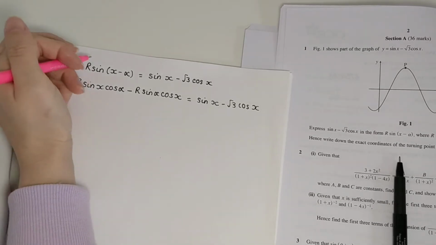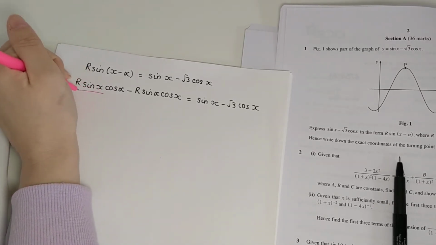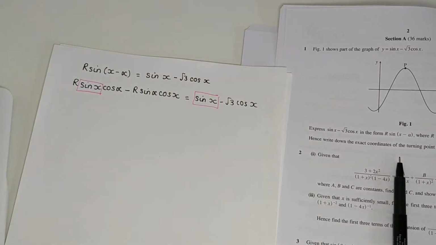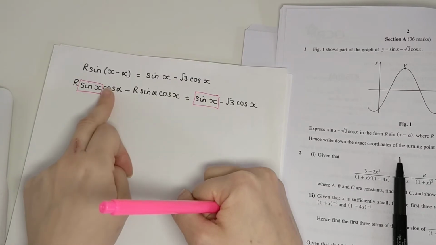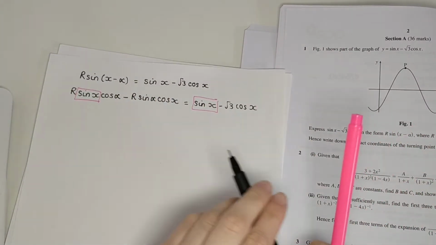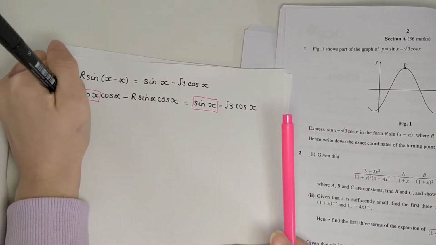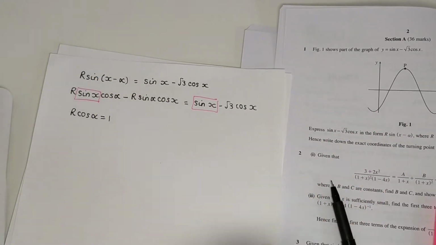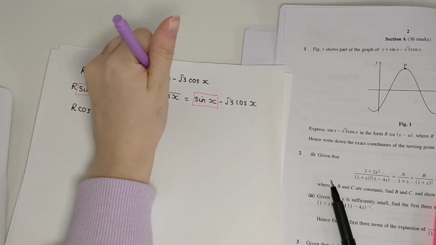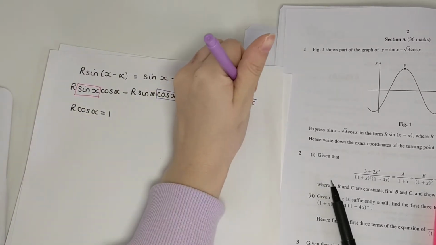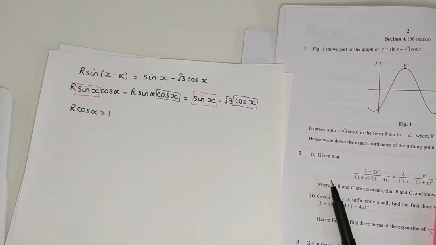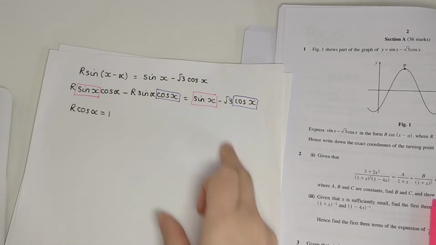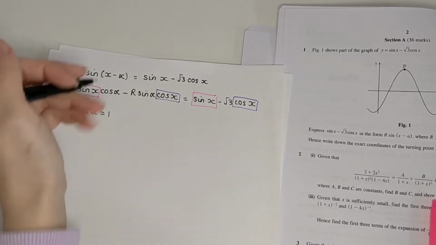So if I look at the sine x bit, I can see that to make those two parts equal, r cos alpha is going to have to equal 1, because the coefficient of that is 1. And if I compare the cos bit, I can see that minus r sine alpha is going to have to equal minus root 3. Okay, so I don't need the minus then.